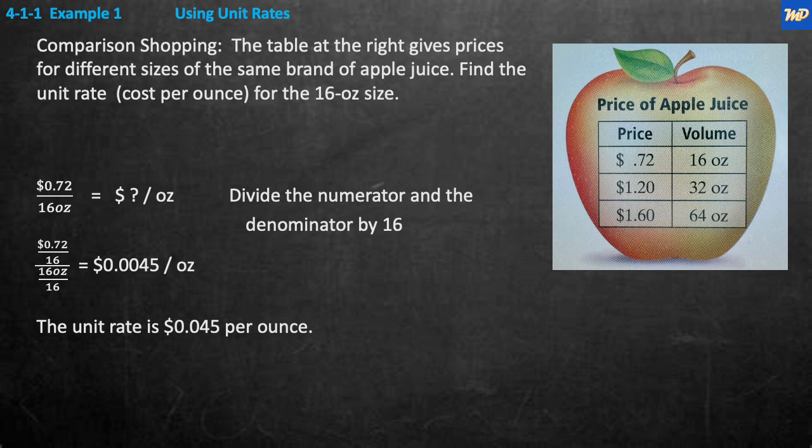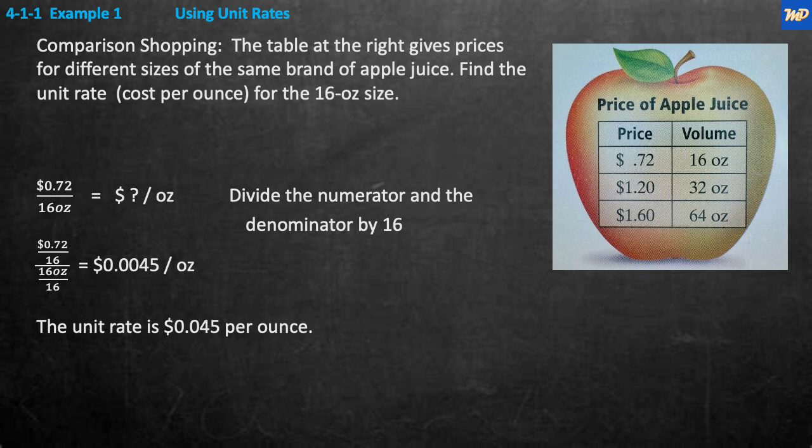Okay, example 1, using unit rates. Comparison shopping, they say here. The table at the right gives prices for different sizes of the same brand of apple juice. Find the unit rate, or the cost per single ounce, for the 16-ounce size. So what do they want us to do?